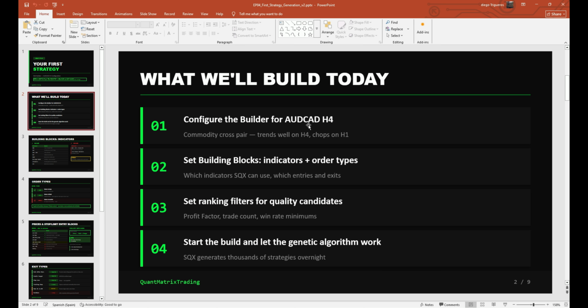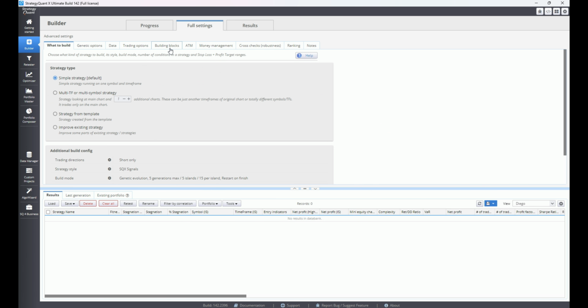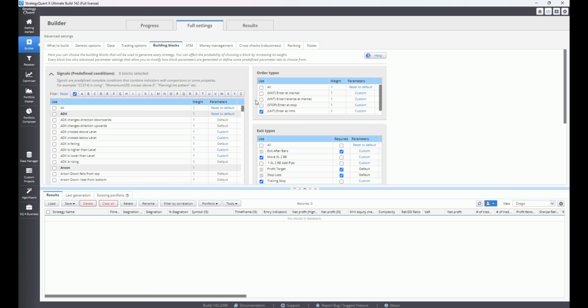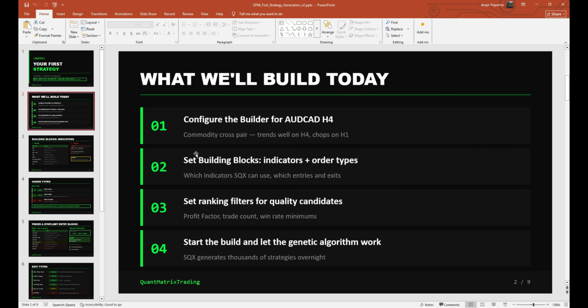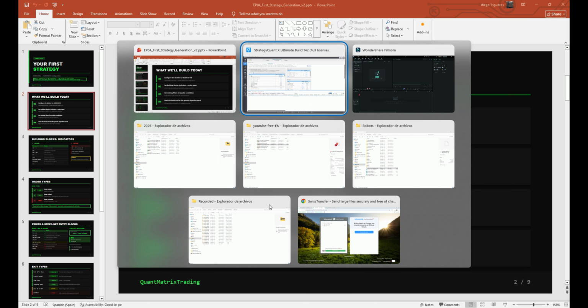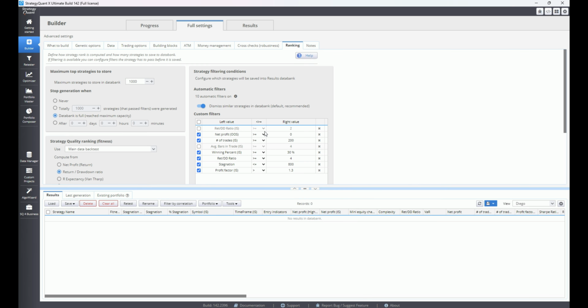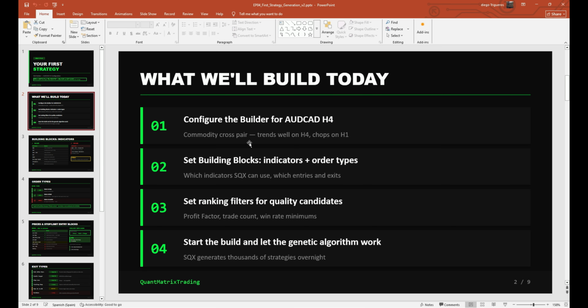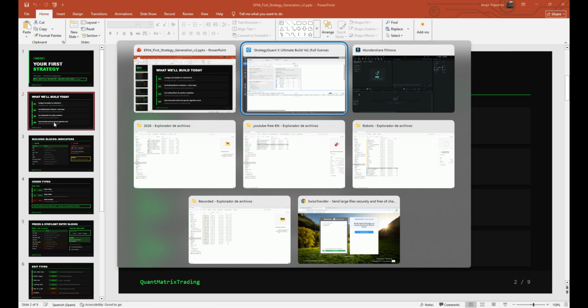What will be today? We are gonna configure in the builder. We are gonna check the building blocks, what to choose in each of them. We are gonna set the ranking as a first quality gate, and we are gonna see live how this builds. So let's begin.